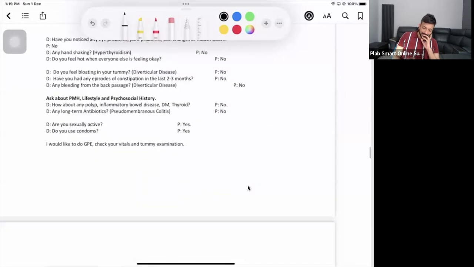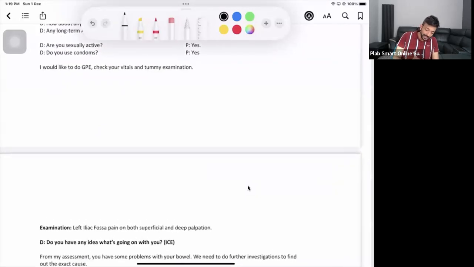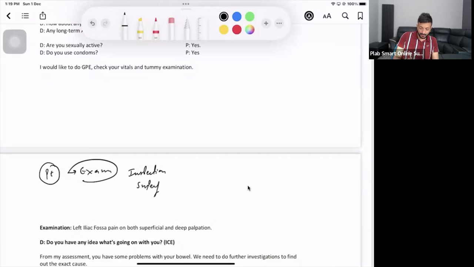Okay. So in this station, you won't have any dummy to do the examination, but what you will see, you will have the patient and patient will allow you to do the examination as well, right? And in this case, what you are supposed to do, I would say just do the inspection and just do superficial and deep palpation. That's it. You don't have to do anything else. Just a brief superficial and deep palpation.